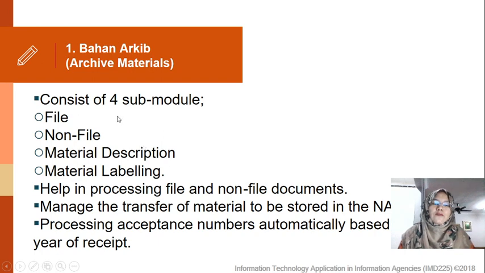So this consists of four sub-modules: file, non-file, material description and material labeling. It helps in processing files and non-files. It also manages the transfer of material to be stored in the National Archive Malaysia. So it also processes the acceptance number automatically based on the year of receipt.